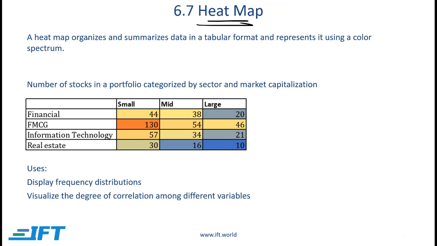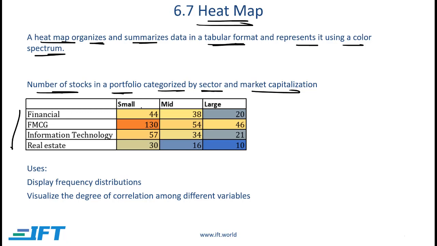Next, we have heat maps. A heat map organizes and summarizes data in a tabular format and represents it using a color spectrum. Going back to the example that we've used throughout this segment, let's say we are looking at the number of stocks in a portfolio categorized by sector and market capitalization. So we've been talking about these four sectors, and then market capitalization could be small, mid, or large. And effectively, we are saying that we have this many total stocks in the financial sector, and the split is 44 small cap, 38 mid cap, and so on.